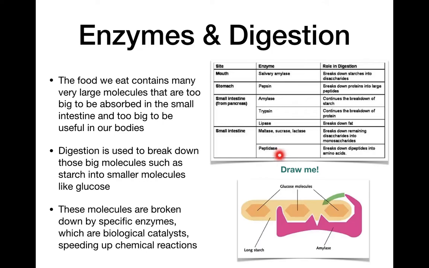And the peptidases continue to work on proteins, dipeptides that were made here earlier in the upper part of the small intestine, and I'm going to break those even further into much smaller molecules. So you don't need to memorize this, but you need to understand that enzymes are specific. So amylase only works on starch. Trypsin only works on protein. Lipase only works on fats.